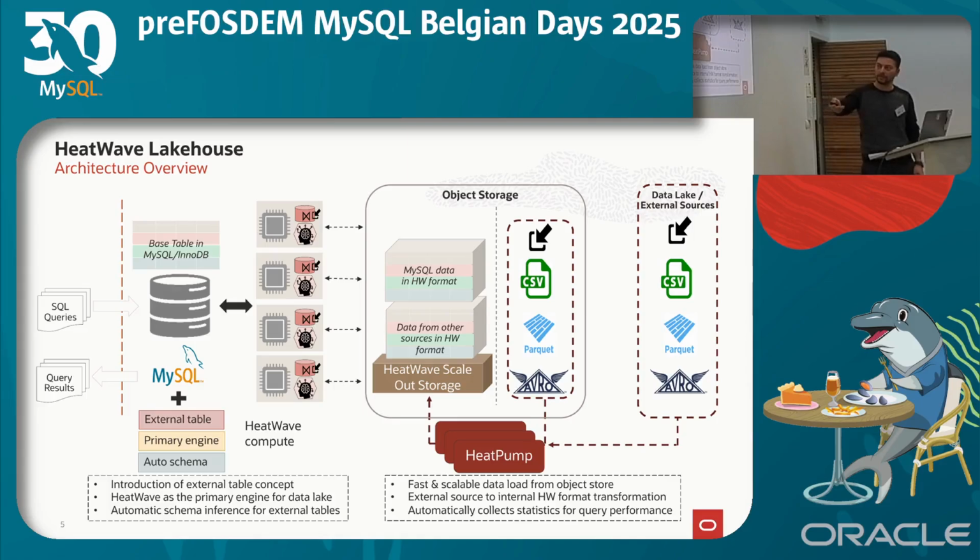And this is what we introduced here. It's a component called heat pump. In fact, it runs on the same compute cluster as HeatWave, as a separate process. You can think of it as a separate process, with one instance running on each of the compute nodes, and it accesses the HeatWave scale-out storage. Through HeatWave scale-out storage, we write data to object storage, and we read for ingestion from object storage.